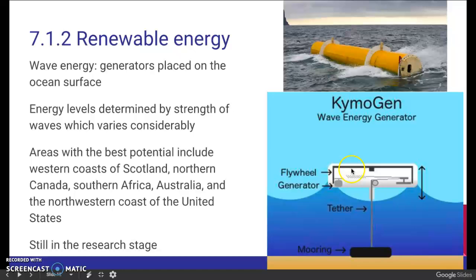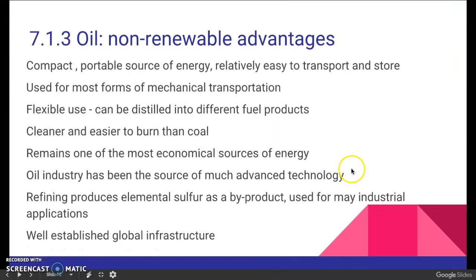Wave energy, again, using that regular movement in order to generate electricity. So you can read through some of this on your own.